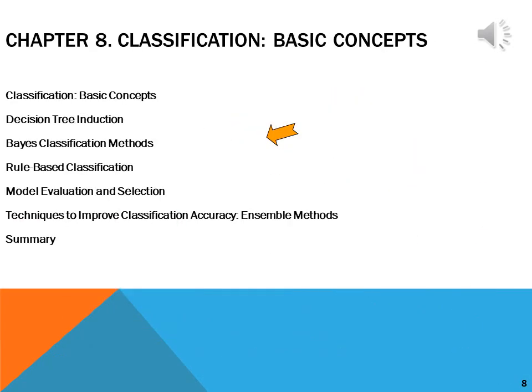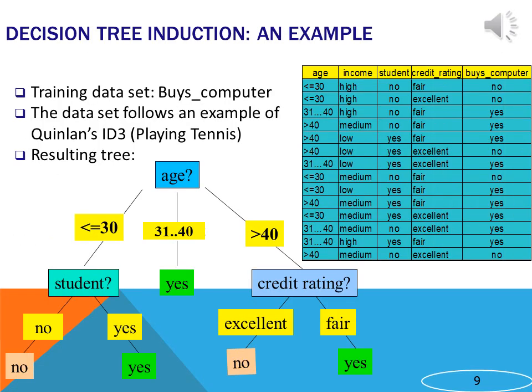This slide reiterates the flow of our chapter. We've just covered the basics. Next, we'll dig into decision tree induction, one of the most popular and intuitive classification methods. Here's an example decision tree based on data about computer purchases. The decision is based on attributes like age, student status, and credit rating. It splits the data based on the attribute that best separates the classes at each level.